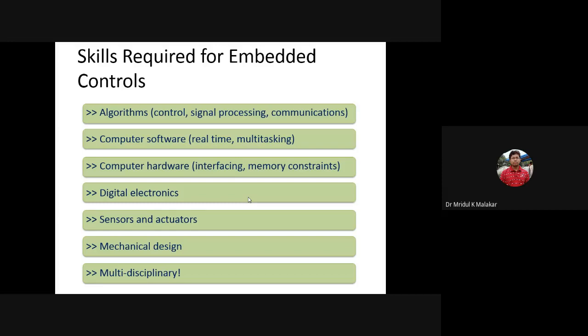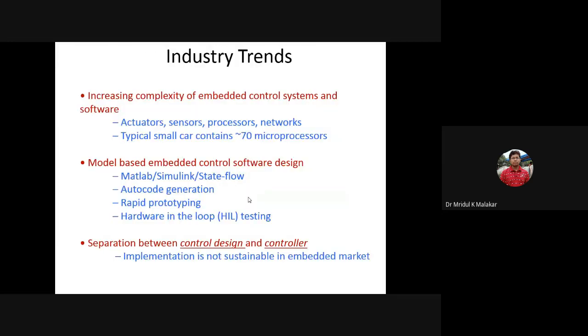Multidisciplinary means it is actually a multidisciplinary subject. All the things, mechanical, electrical, computer, all the things you are required to understand. The basic, fundamental knowledge is required to implement one complete embedded control system for an electrical drive system. Next is the industry trends.